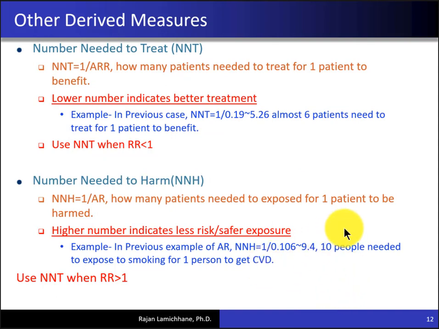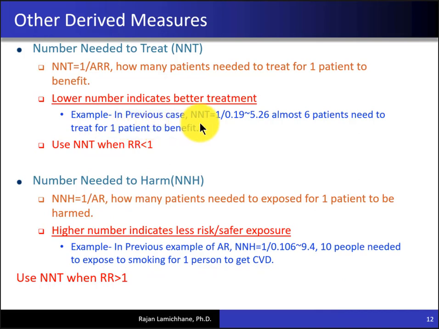Another derived measure is number needed to treat. When the relative risk is less than 1, there is a protective effect of the drug, and then we want to see how many patients we need to treat so that one patient will benefit. This is called the number needed to treat, and it is just the reciprocal of the attributable risk reduction. A lower number indicates better treatment.